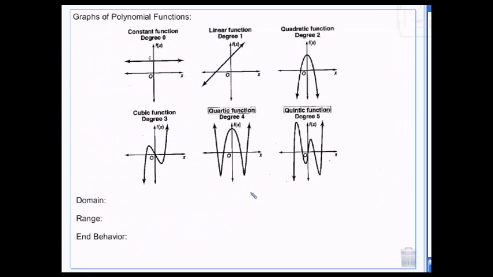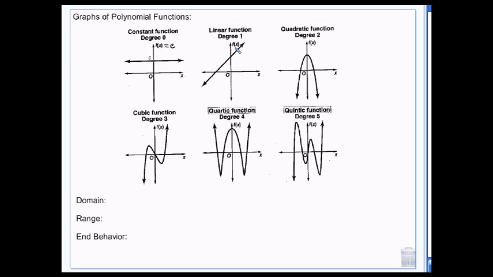We have the basic shape of the different polynomial function graphs. A constant function, degree 0, is like f of x equals some number. So it's just f of x equals 5, f of x equals negative 2, something like that, and you get a straight horizontal line at that number on the y-axis.